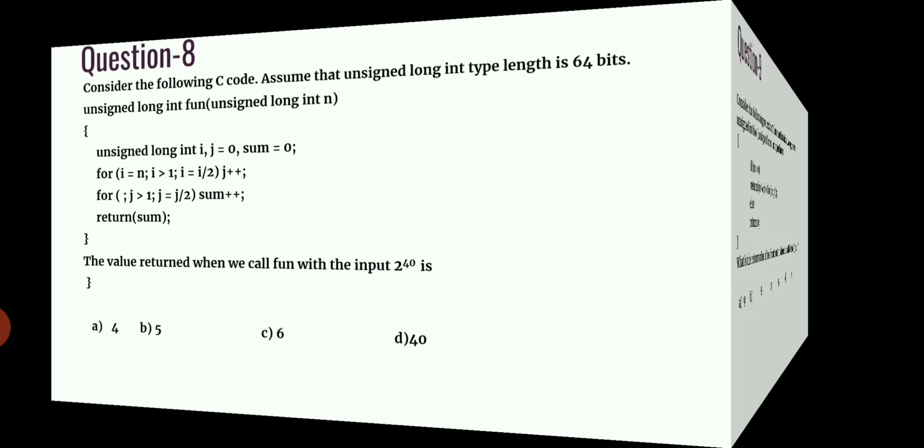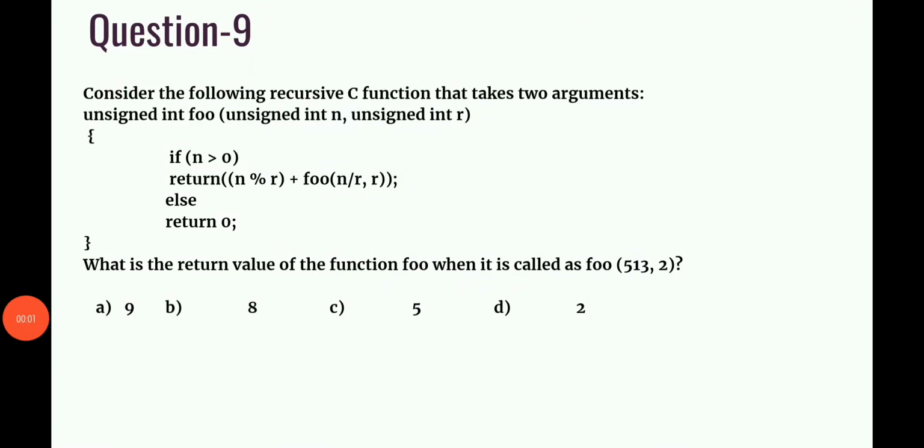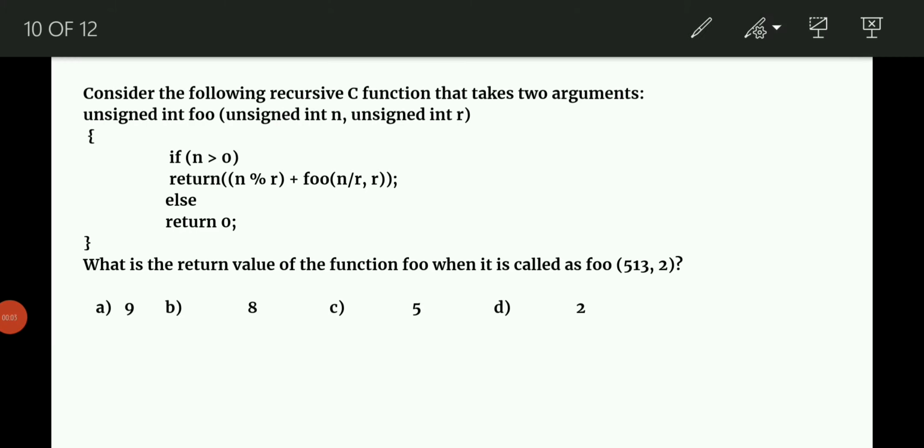Let us move on to question number 9. In question number 9, we have a function called foo, and that is called with the values 5, 1, 3, and 2. I can simply call the function as foo of 5, 1, 3 comma 2.